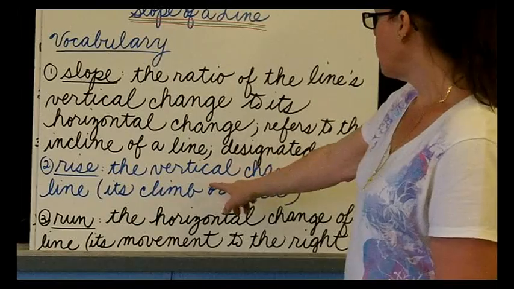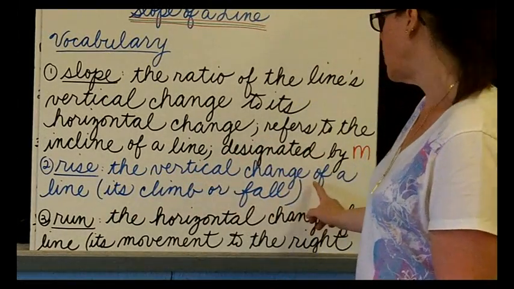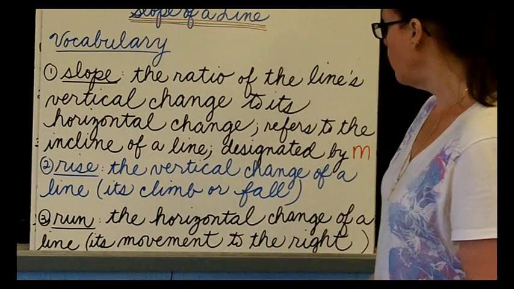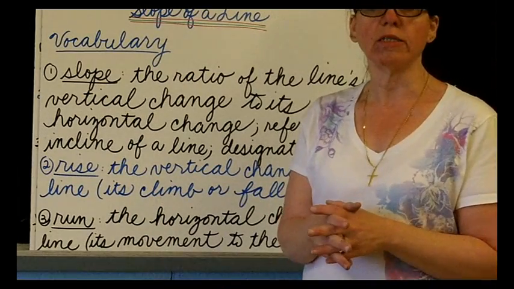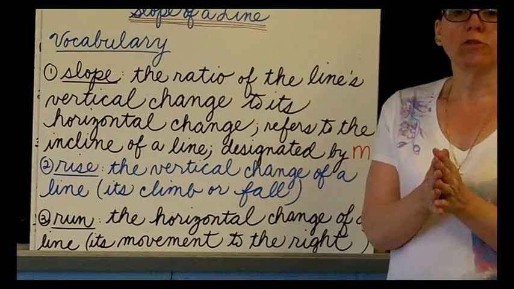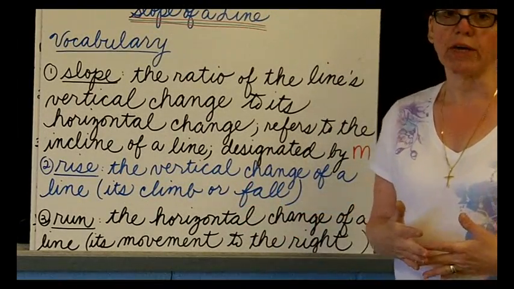So when we see ratio, we know right away there is a fraction involved. Now, we talk about the vertical change. That is the rise of the line, the vertical change of a line, which has to do with its climb or its fall. And then its run, which is the horizontal change of a line. And it's important for you to know that lines are read the same way that we read text, from left to right.